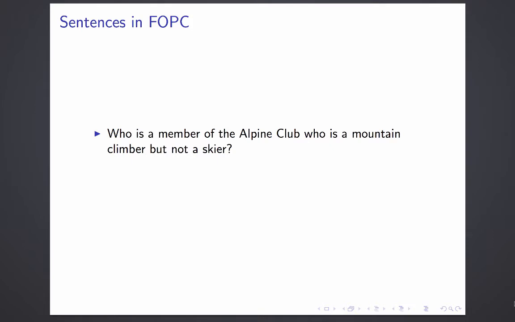And then our conclusion or our question is, who is the member of the Alpine Club who is a mountain climber but not a skier? And that means that there must exist some member. And so we can write this as who is the member who's the climber but not the skier.